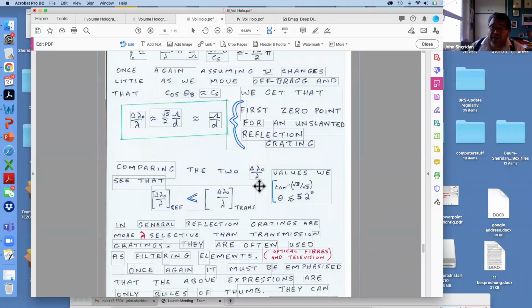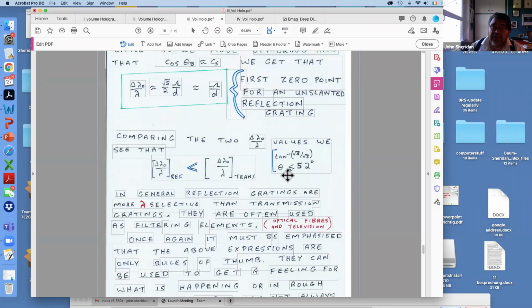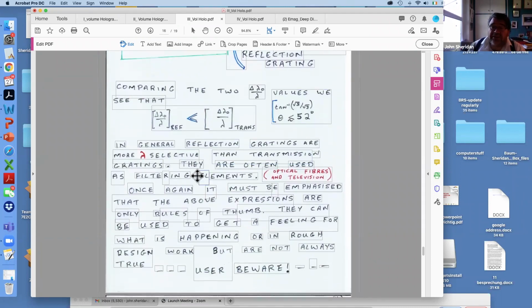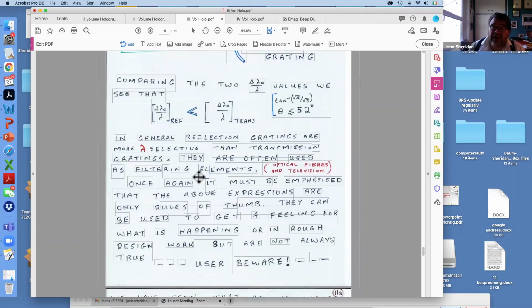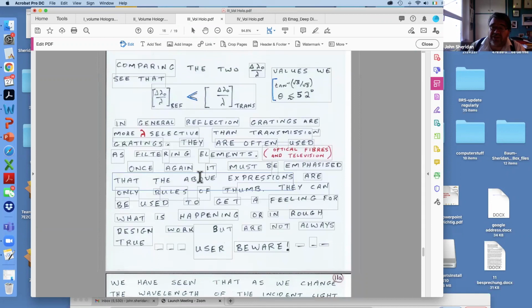And we can now go away and compare the expressions for the two. And what we see is that this ratio to the first null for the reflection grating is smaller than the same ratio for a grating of equivalent strength in the transmission case. Okay? And that's true in general for smaller angles. In general, reflection gratings are more wavelength selective than transmission gratings. They are often used as filtering elements.